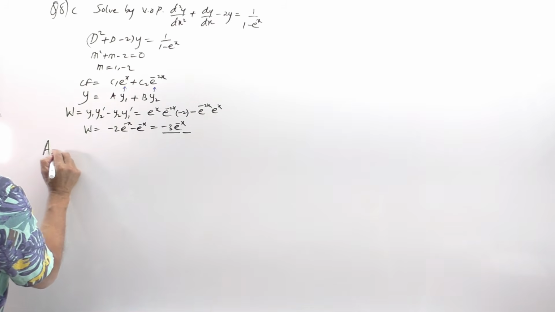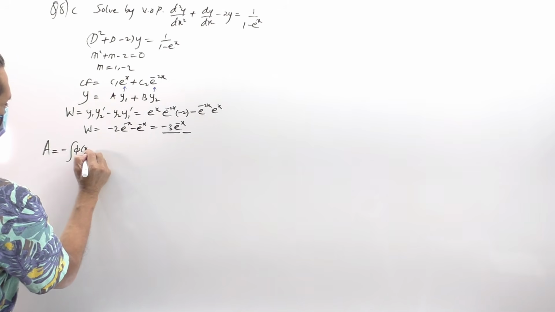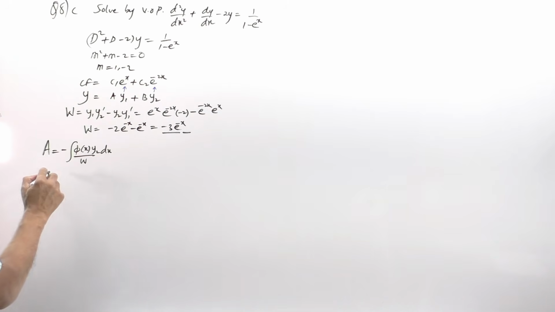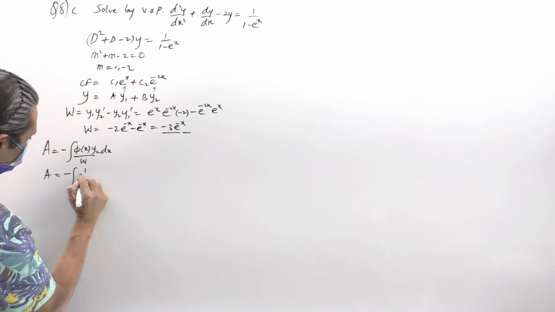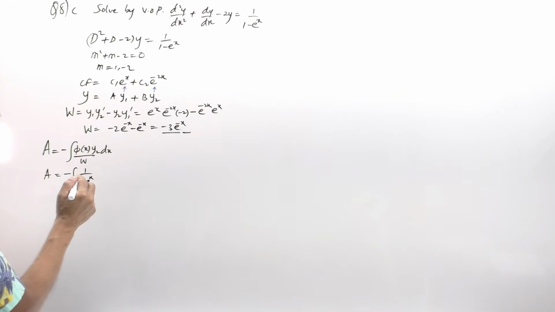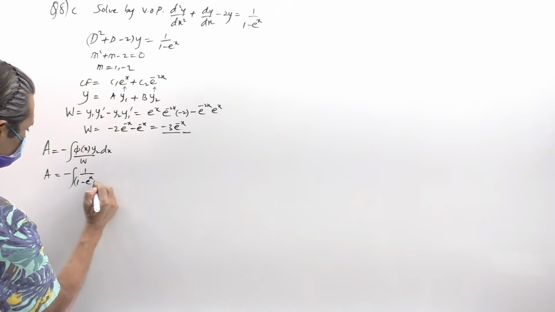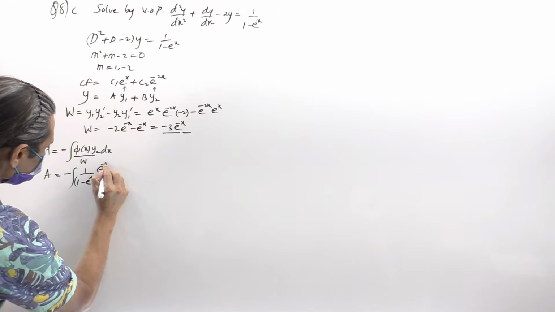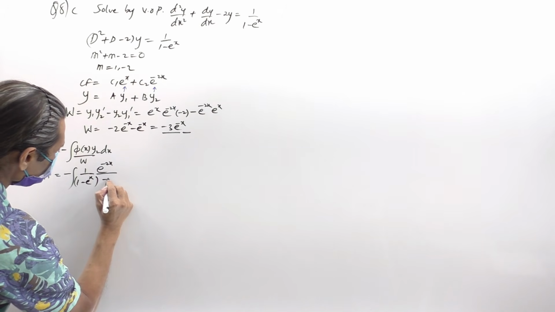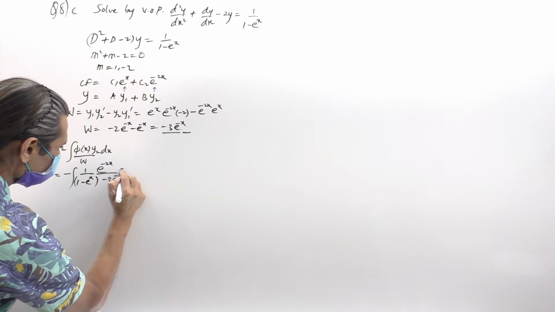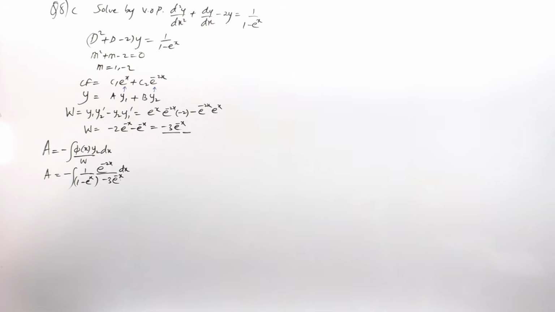Therefore a will be minus, the formula is integration of phi of x into y2 divided by W dx. Simplest way of solving it. So what is phi of x? 1 upon 1 minus e raised to x into, what is y2? y2 was e raised to minus 2x, e raised to minus 2x upon W. What is W? Minus 3 e raised to minus x dx. Fine. So this is what we have now.